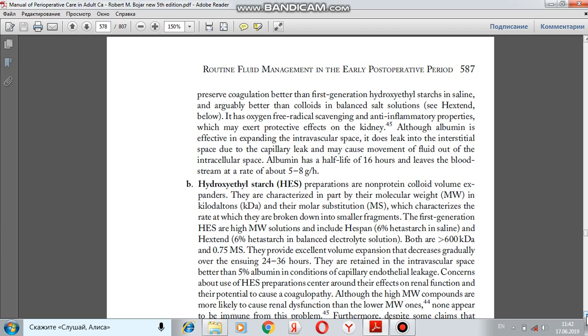It has oxygen-free radical scavenging and anti-inflammatory properties, which may exert protective effects on the kidney. Also, albumin is effective in expanding the intravascular space. It does leak into the interstitial space due to the capillary leak and may cause movement of fluid out of the intracellular space. Albumin has a half-life of 16 hours and leaves the bloodstream at a rate of about 5-8 gram/hour.